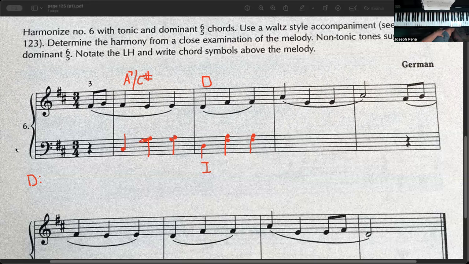Oops, I don't want to do that. Okay, so this is going to be our A7 slash C sharp. The Roman numeral is going to be 6, 5. Very good. Okay, now for measure number 3.